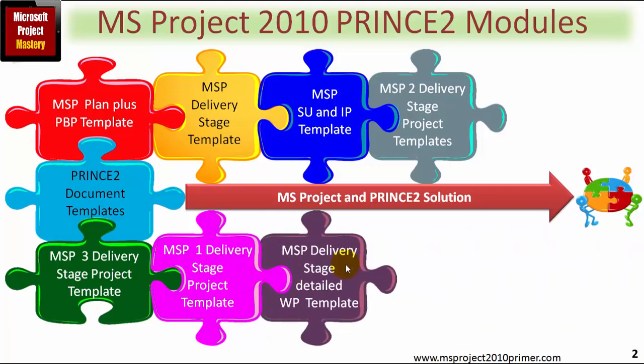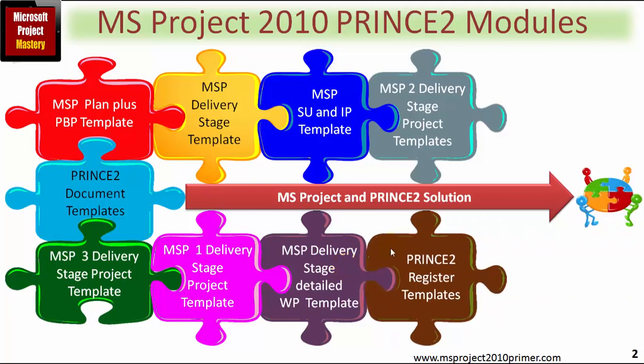Now, projects come in various shapes and sizes, and every single project will be unique. For this reason, I've also included a more detailed work package template within a standard delivery stage, and you have this as an extra template as well. There are 3 main registers within Prince2, the quality register, the issue register, and the risk register, and I've set up these using Microsoft Excel, again so that you can apply these when planning and delivering your Prince2 projects using Microsoft Project.